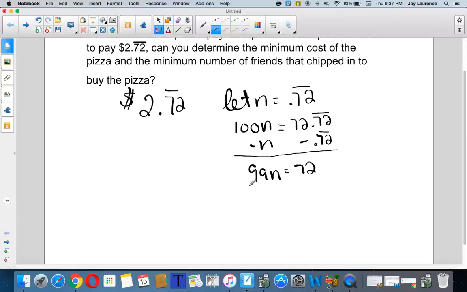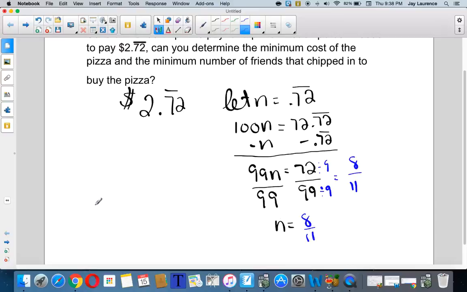Now I'm going to divide by 99. And notice I didn't use a division symbol. Don't use the division symbol, use a fraction bar. I'm going to divide by 99, and then n is going to equal 72/99. If I want to simplify that, I know 9 goes into both of those. So I'm going to divide by 9 in the numerator and divide by 9 in the denominator, and I'm going to get 8/11ths. So the fractional part of this money is the same as 8/11ths.